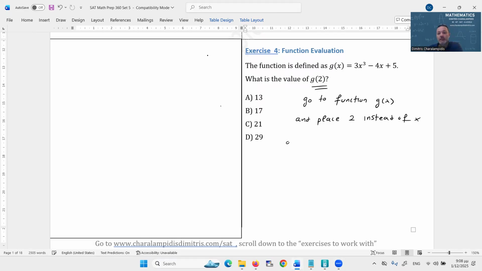So this means that g of 2 would be equal to 3 times 2 cubed minus 4 times 2 plus 5. 2 cubed is 2 times 2 times 2, which is equal to 8. So 3 times 8 minus 8 plus 5. 3 times 8 is 24 minus 8 plus 5. That would be 16 plus 5, which of course equals 21, which means that the right answer for this question would be C.